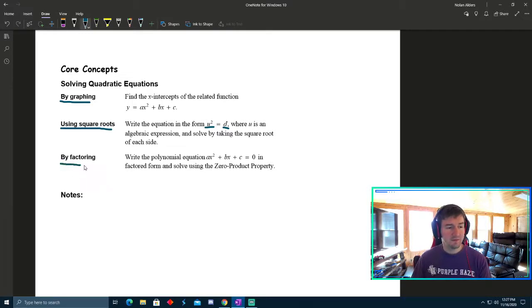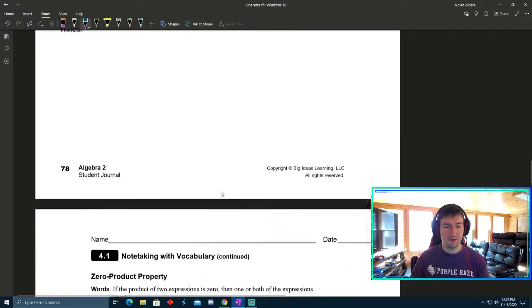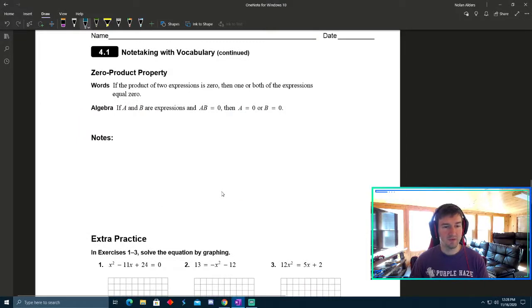We can also use factoring. You may remember from your Algebra 1 how to factor a quadratic equation. If we factor it and set it equal to 0, then we can use the zero product property to solve for it. So let's see what that zero product property means. That means that if you have two things multiplied by each other and it equals 0, then one of those things has to be equal to 0.